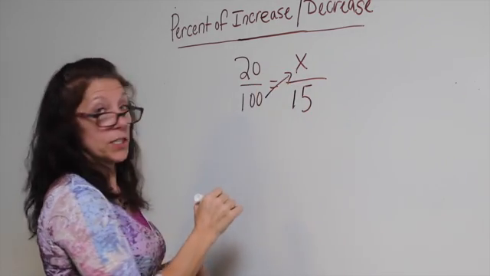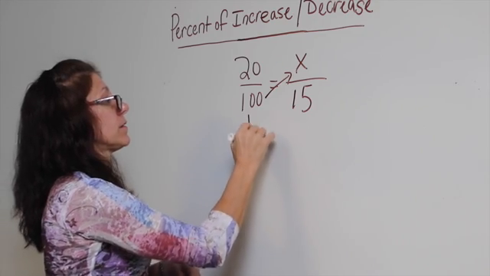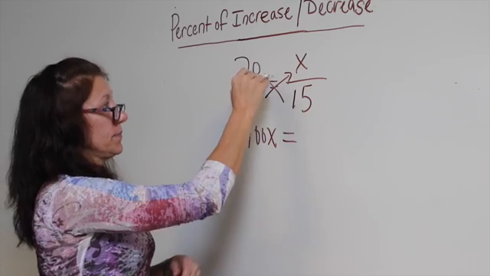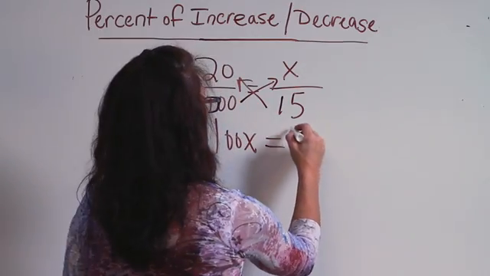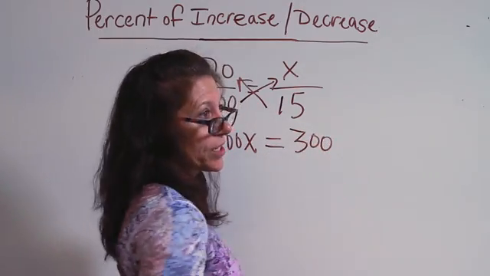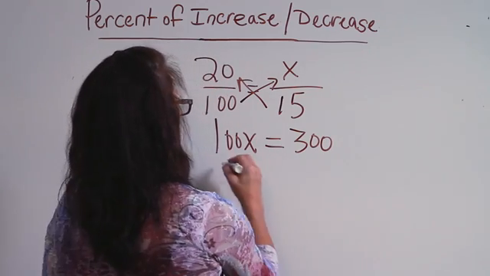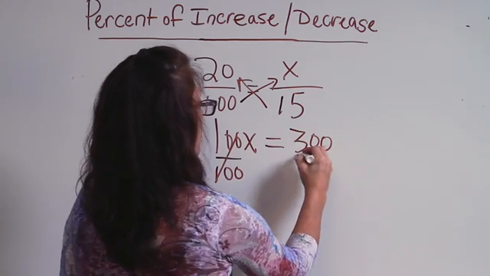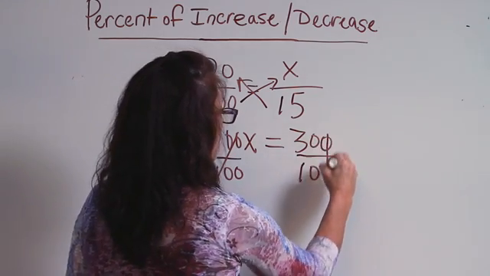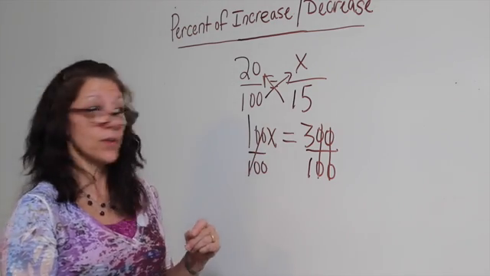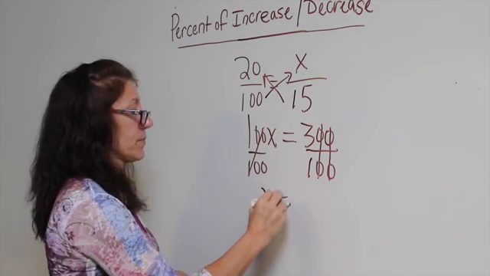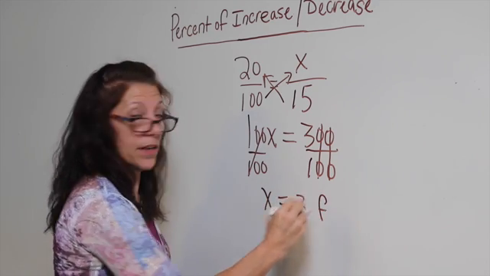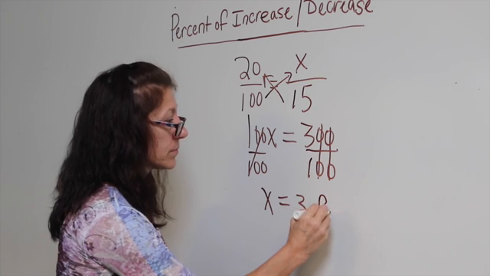Again, we start with our cross products. Now we're going to multiply 15 times 20. And you can punch it into a calculator and you will get 300 as your answer. Again, we divide by 100 on this side to isolate the x. And we do the same thing over here. There's a couple of zeros to cross out, and we're left with 3. That 3 represents 3 fewer wins.